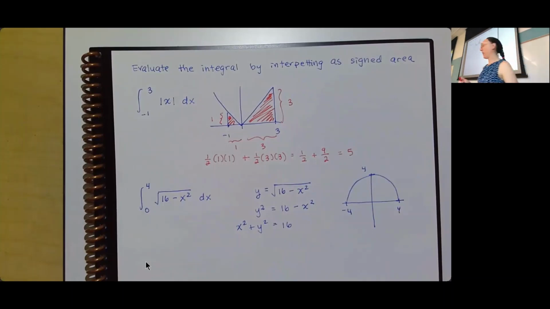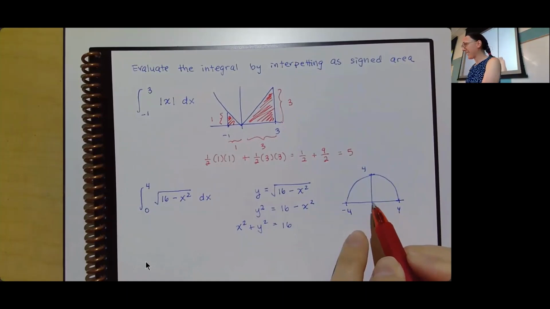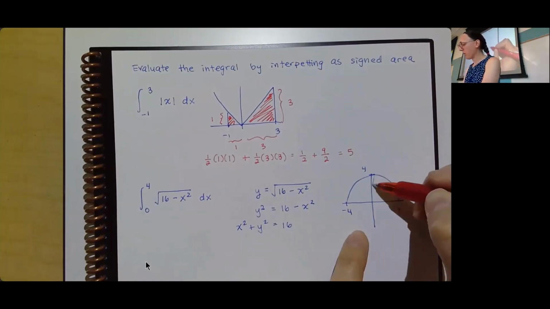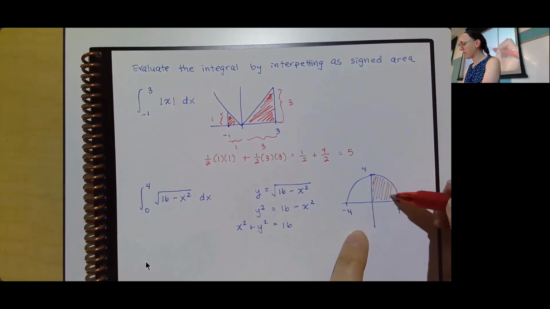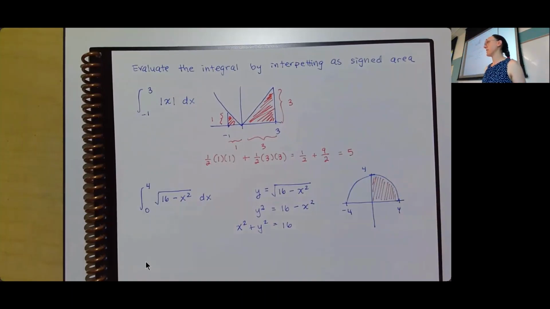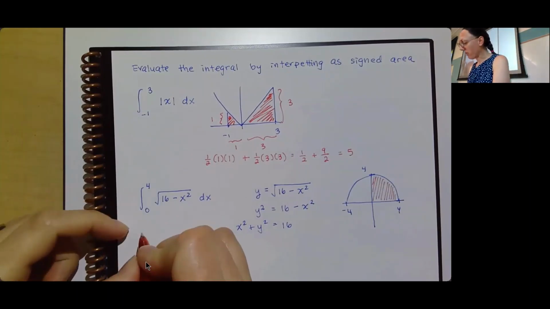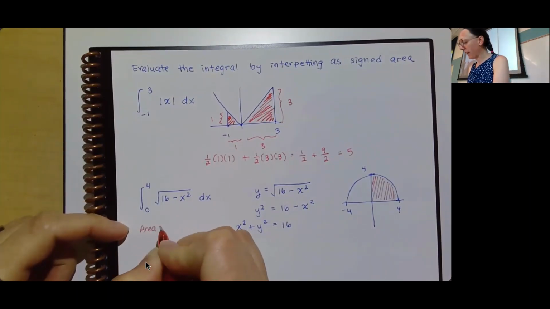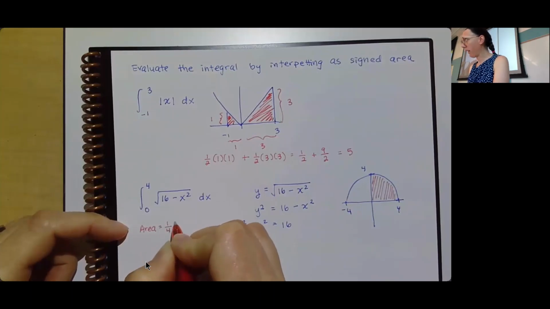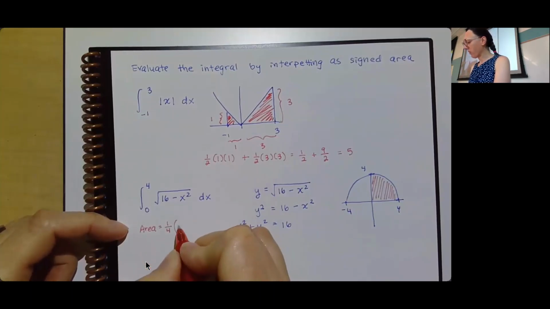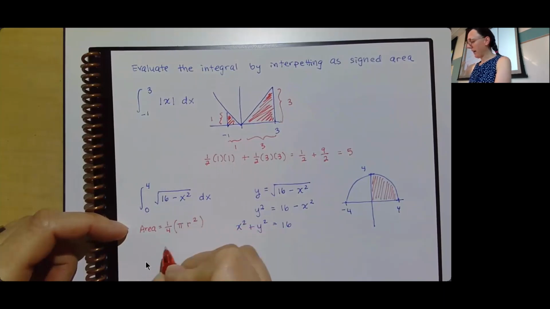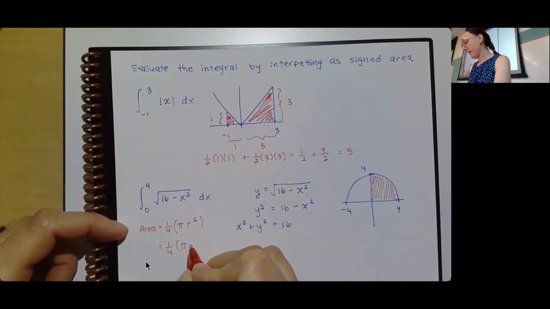And the area that we're looking for is the portion from x equals 0 to x equals 4. So we're looking for this piece. What fraction of a circle is that? So if it's a quarter of a circle, then that area is going to look like 1/4 of the area of a circle. And the area of a circle is pi r squared. And our radius here is 4.